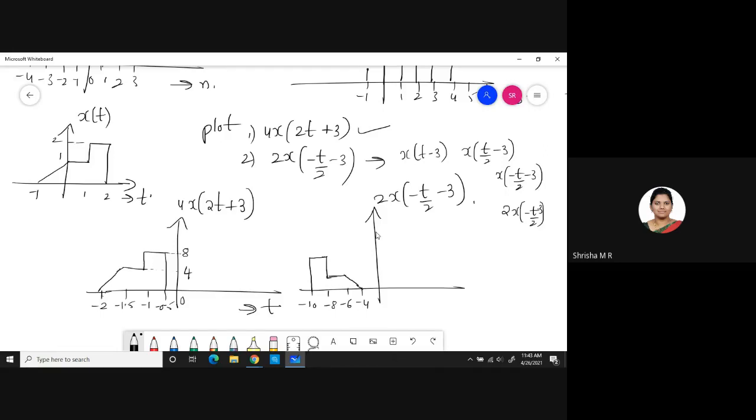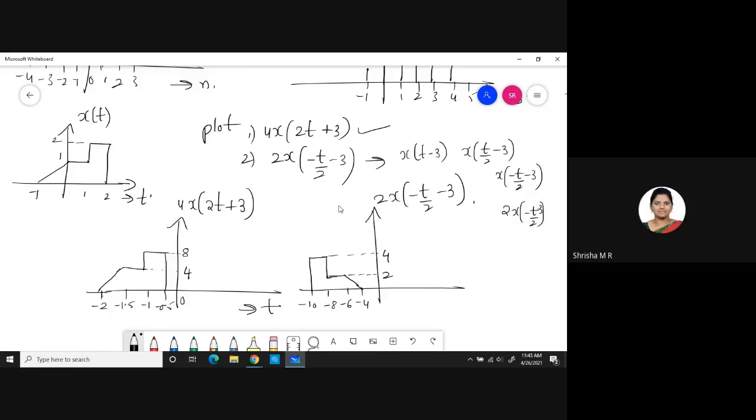Is it correct what I'm drawing? Yes, ma'am. So what is the amplitude here and what is the amplitude here? 2 and 4. Correct. It is 2 and 4. Got it, everyone? Understood? Or you want me to do this? Or you have done it? We have done, ma'am. Okay, fine.